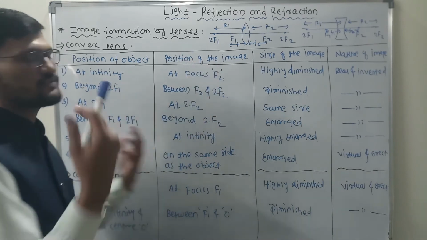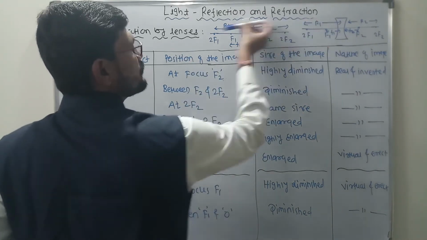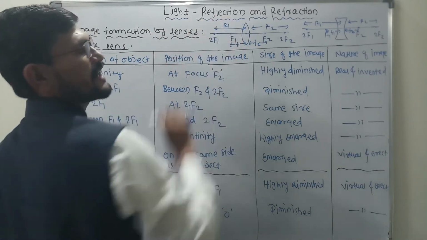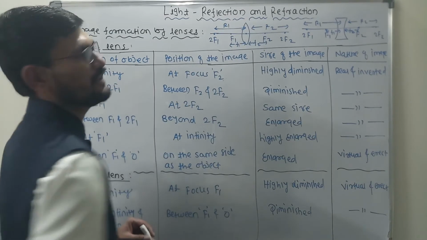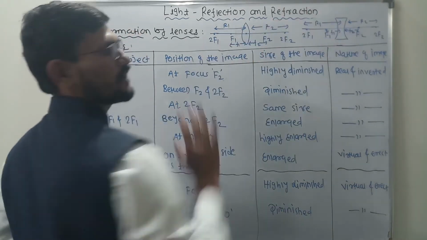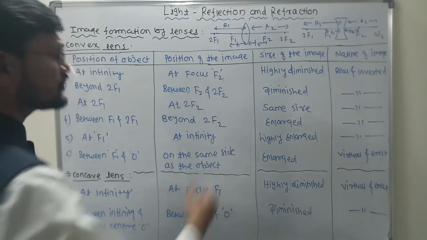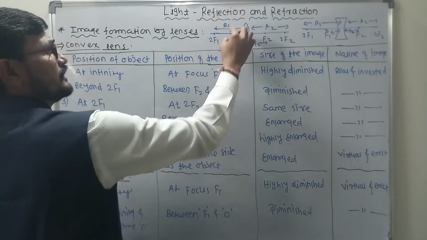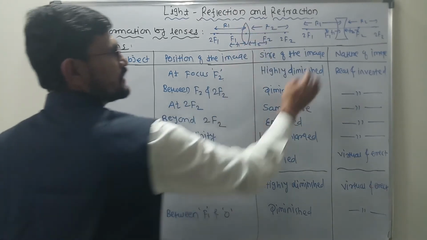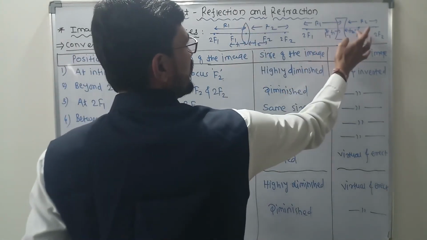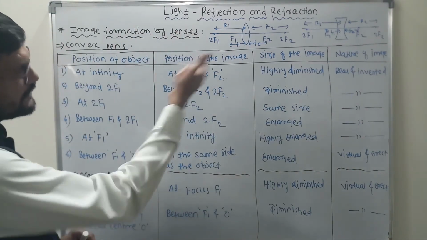Remember that because we know very well we are going to incident light from left to right, that is the reason this part is taken as the primary for the convex as well as the concave lens, clear? So this part is taken as the primary. This focus is due to this side, and this focus is due to this side. Clear? This is how it is, very simple.